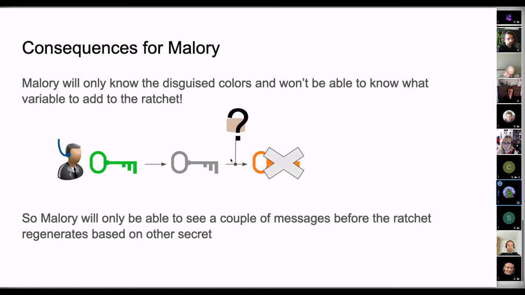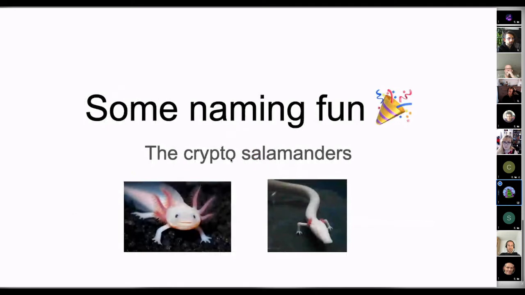So that was a lot of complex things. So let's have a bit of fun. I will start with some naming fun. So these are the crypto salamanders. You can see these 2 cuties. This is an axolotl, and this is an olm.